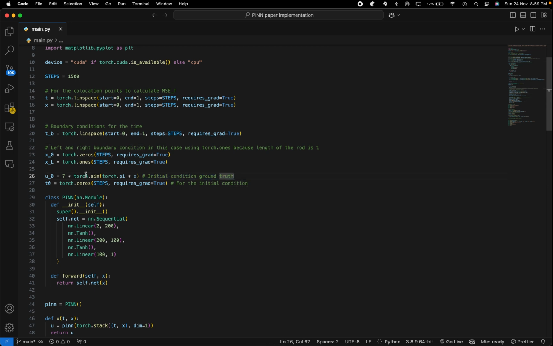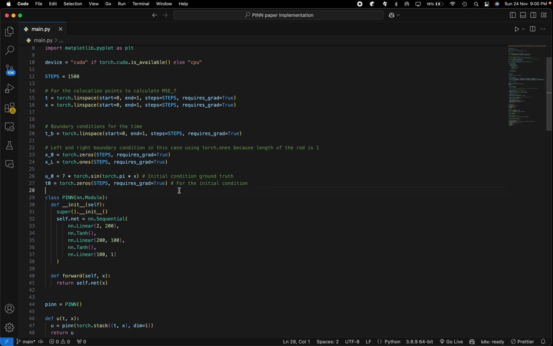Next, I just said u of 0, which is the initial condition ground truth. So this is the initial condition for my equation, which is just 7 sine pi x over L. But here I haven't done the over L because it's just 1. So it's just 7 sine pi x. This is actually a very commonly used initial condition when solving the heat equation. So that's why I've just kind of rolled with that.